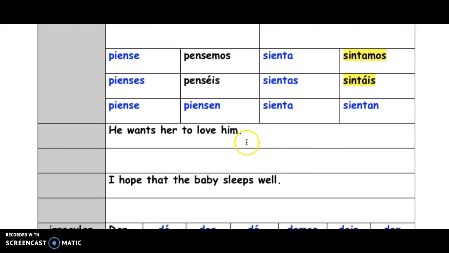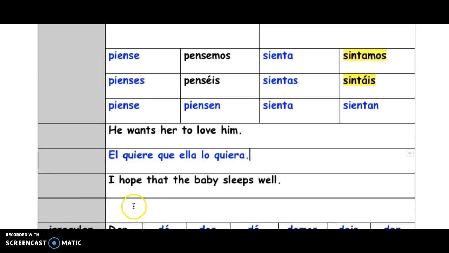Let's look at this in context. He wants her to love him. Él quiere que ella, he's trying to influence her actions. We're going to do the him first. Him after a verb is lo. Él quiere que ella lo, and love, quiero, take off the O, opposite endings, quiera. Él quiere que ella lo quiera.